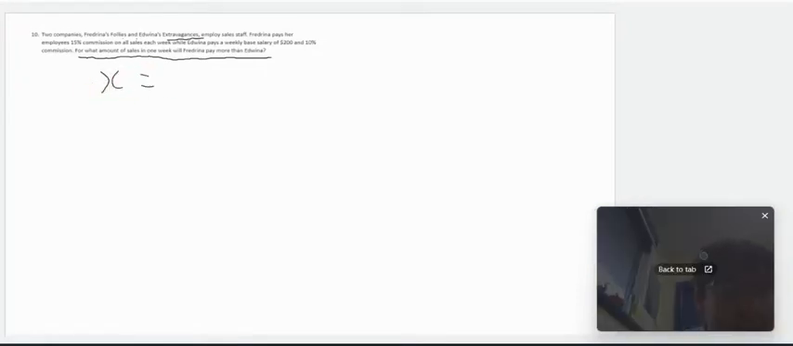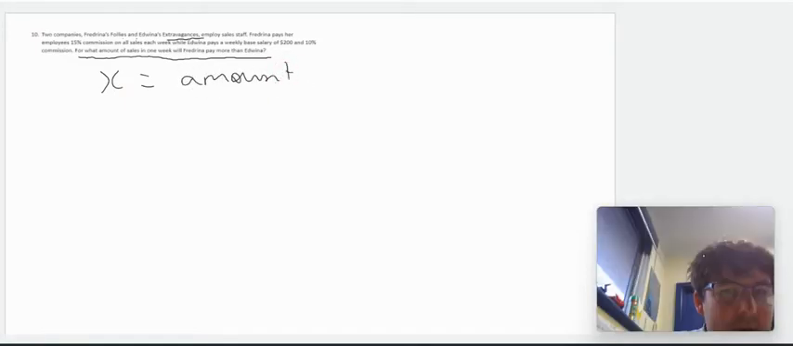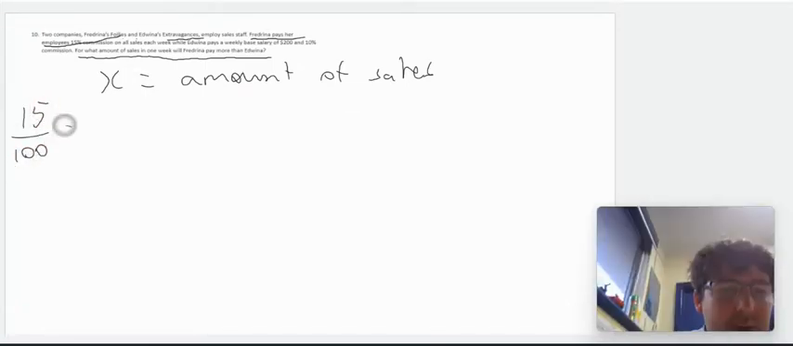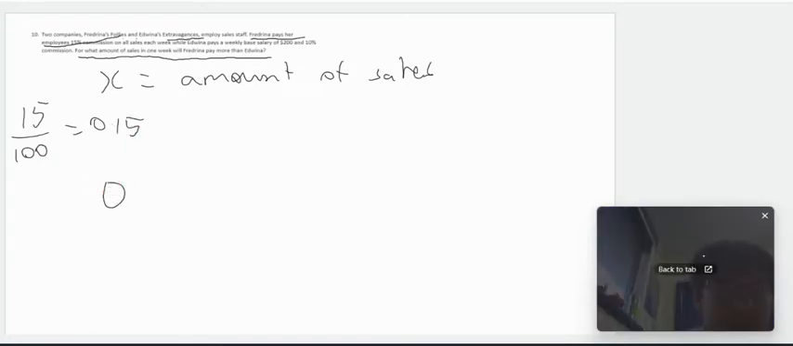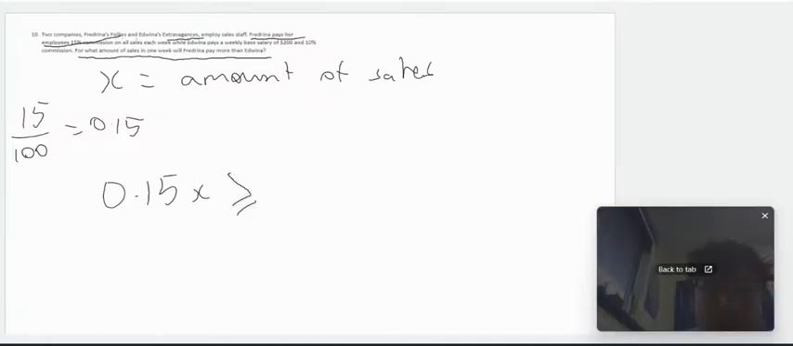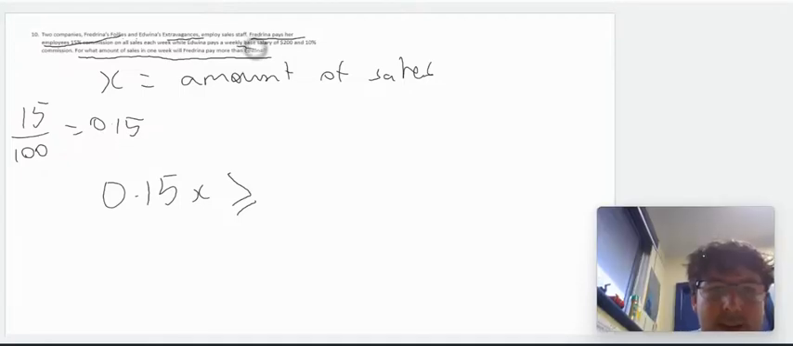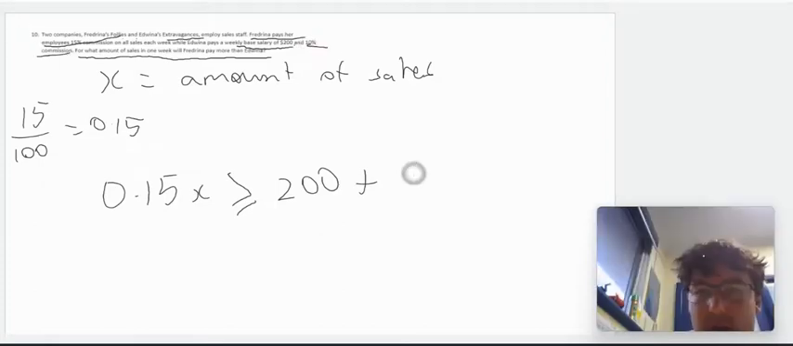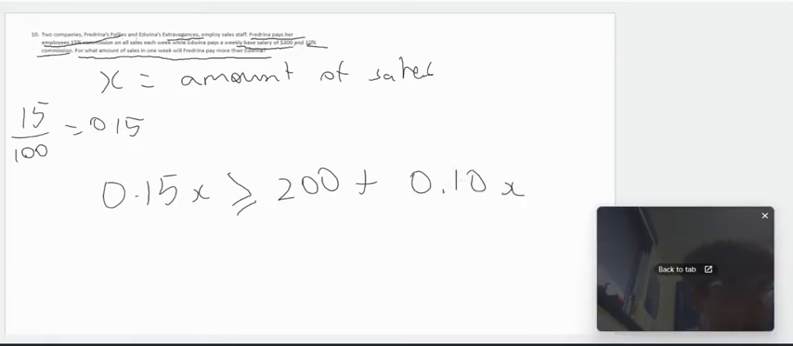Let's let X equal the amount of sales. From this first sentence, Fredrina pays 15% commission. Remember, 15% is 15 over 100 equals 0.15. So Fredrina pays 0.15 times X, which is the amount of sales. And we want to work out when Fredrina's is greater than or equal to Edwina's. Edwina pays a weekly base salary of $200 plus 10% commission. So 200 plus 0.10 times x.